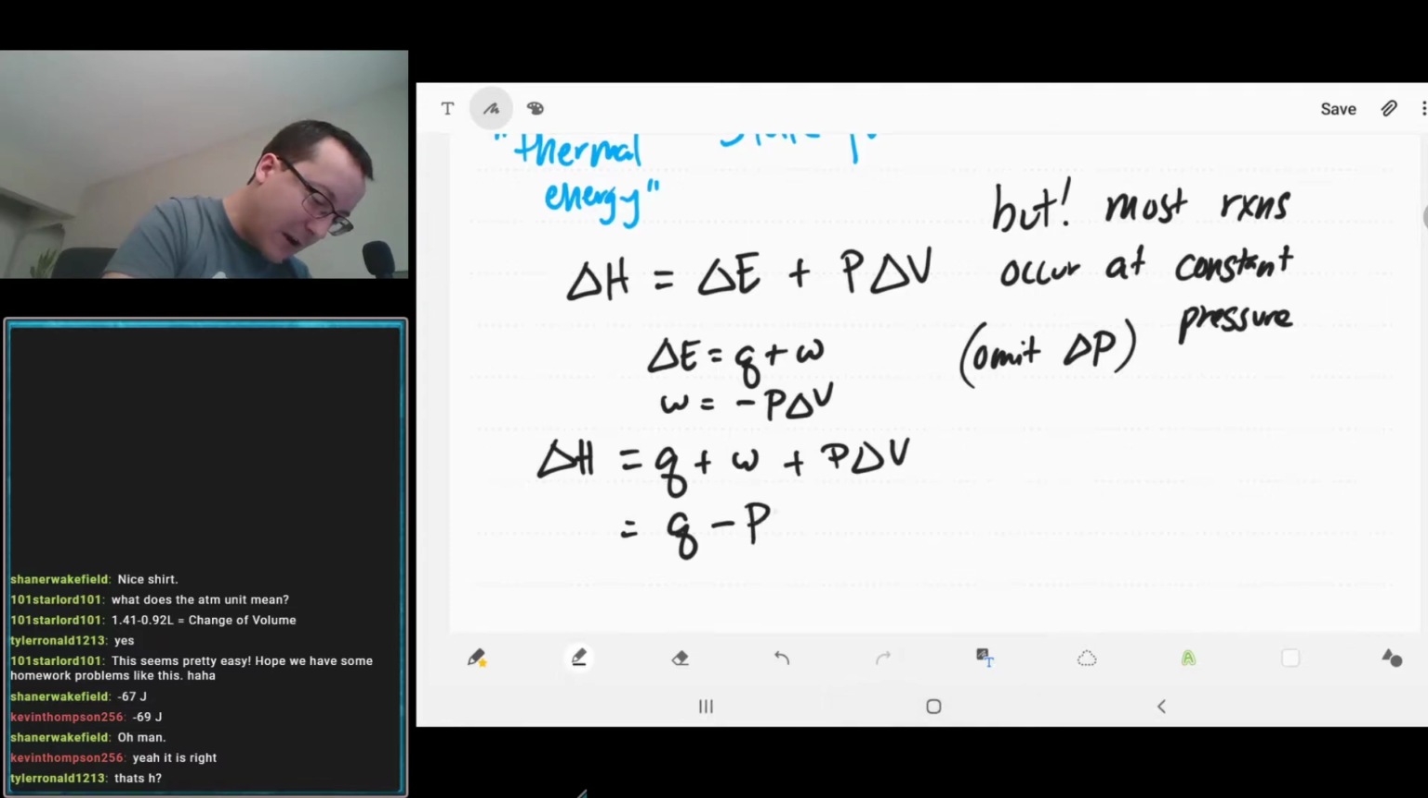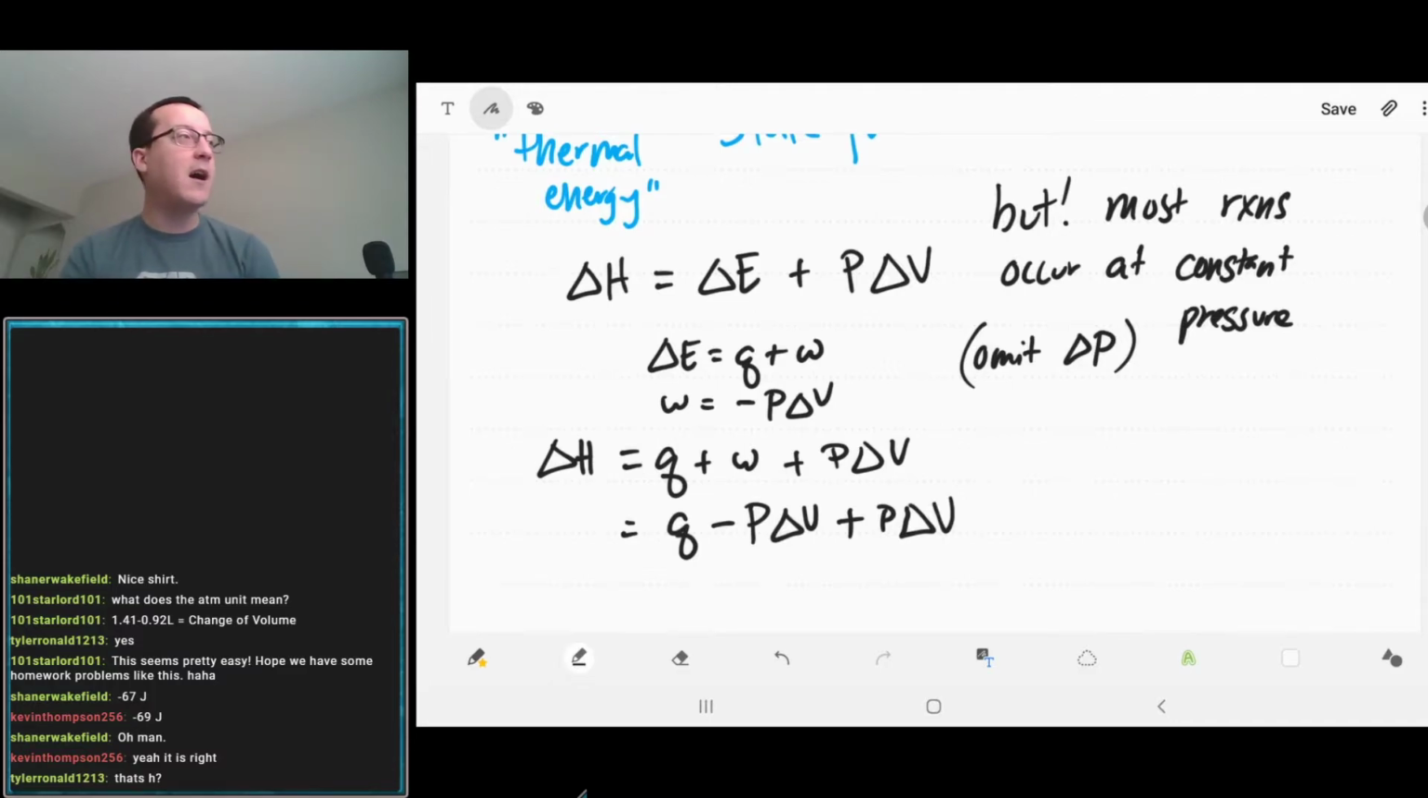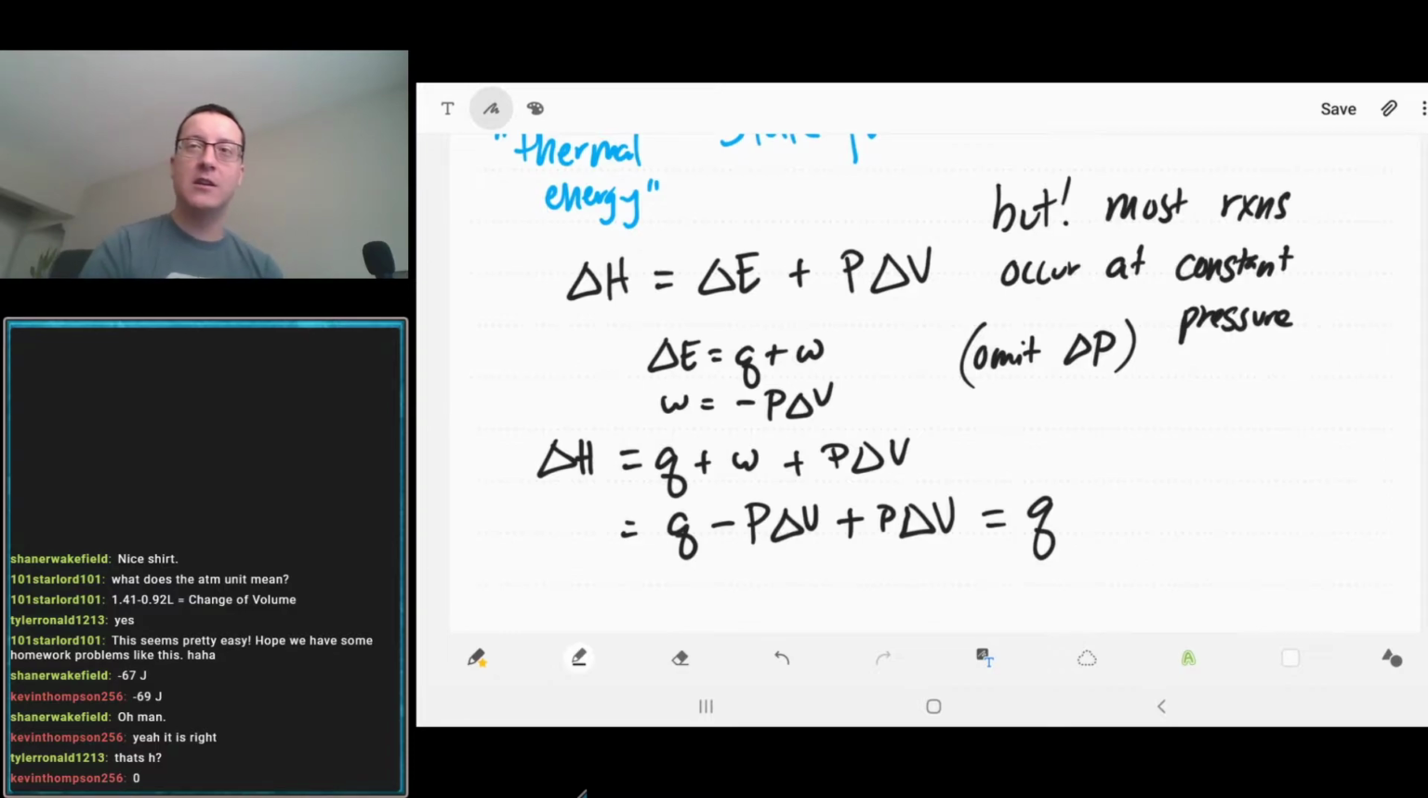Who doesn't love deriving equations? What's negative P delta V plus P delta V? They cancel out, right? So we're going to see that the change in thermal energy is going to be equal to the heat. Exciting stuff. One thing to note, though, this is often written Q sub P, which means Q at constant pressure.